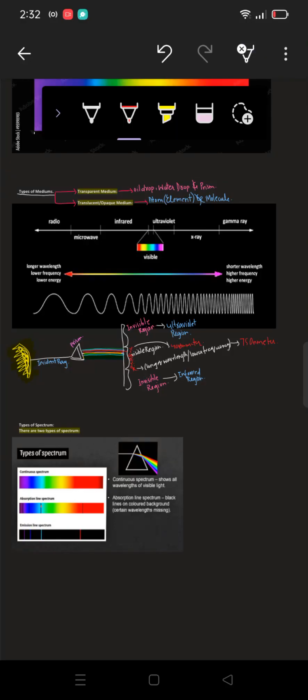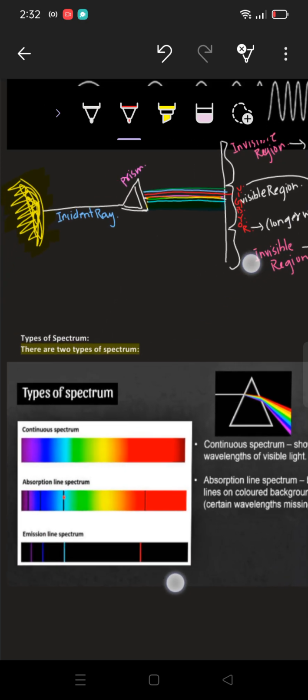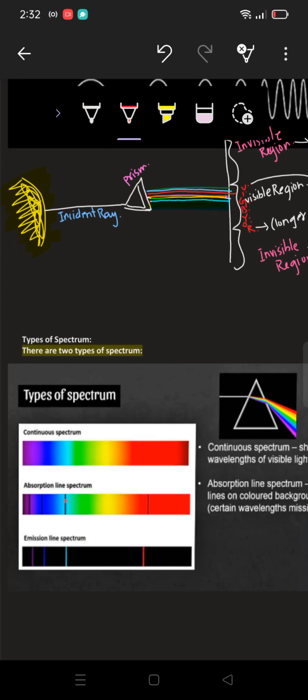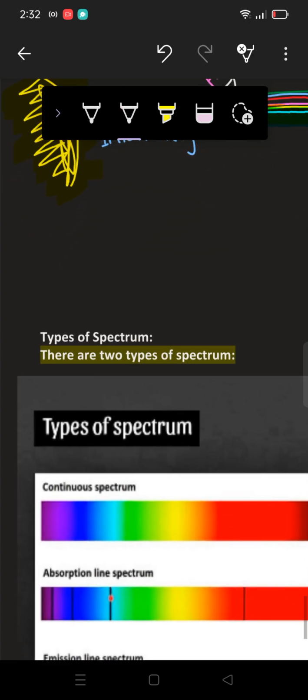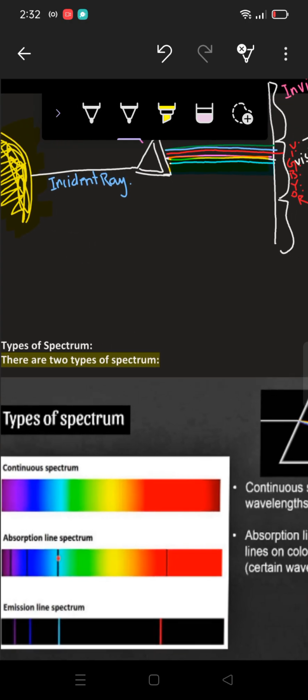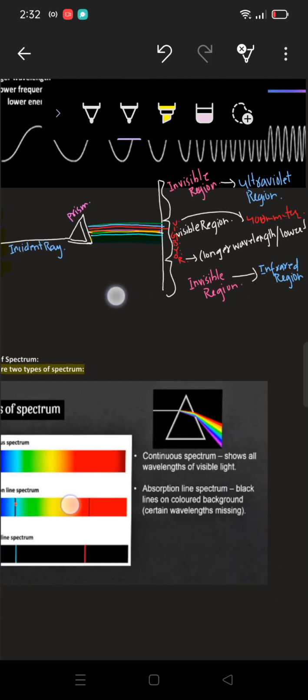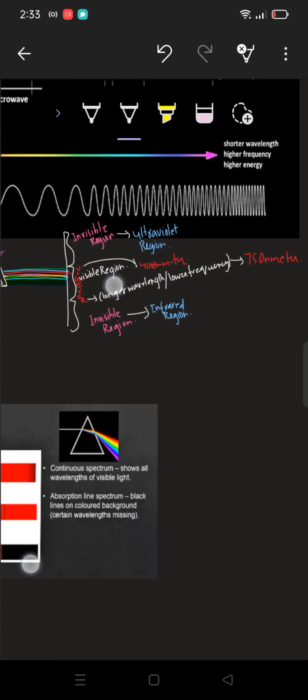Okay, so in the last video we discussed the types of medium. In today's video we're going to study the types of spectrum. How many types of spectrum are there? As you can see, there are two types of spectrum. Those are continuous spectrum and line spectrum.